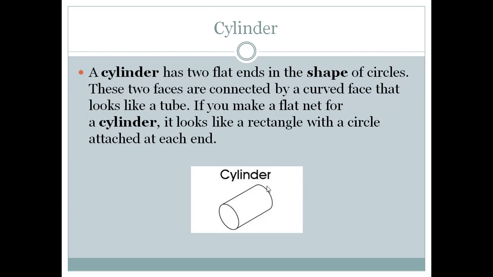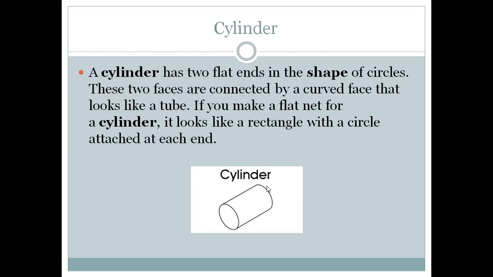So if you make a flat net of a cylinder, it looks like a rectangle with a circle attached at each end. Now what you have to do: take one rectangle sheet, flat, just curve it and join the two sides. Now this shape is known as a cylinder. So your water bottle, your gas cylinder, your Coke can, all these are cylinder shaped.